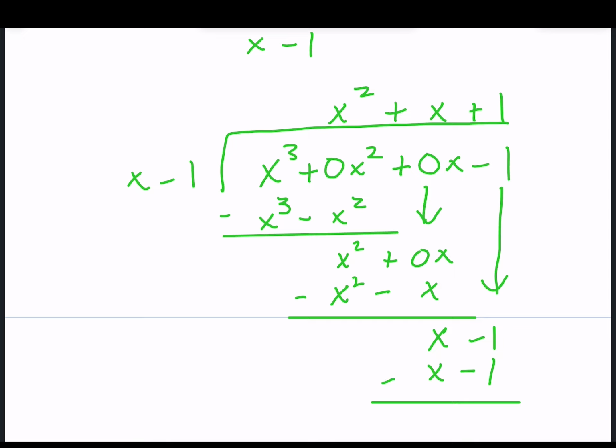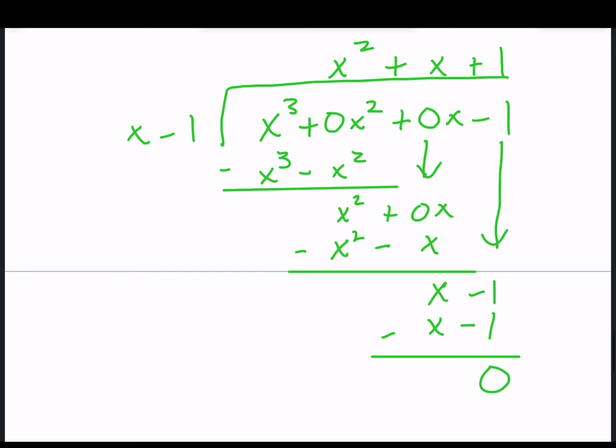And we can subtract those. x minus x is 0x. Negative 1 minus a negative 1 is 0. So our remainder is 0, and we can rewrite this as x minus 1 times our quotient up here, x squared plus x plus 1, and that's equal to x cubed minus 1.